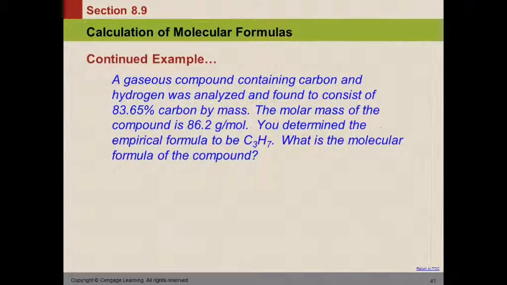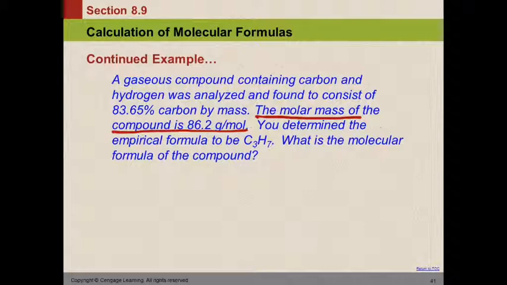Well, here's an example. And this is going back not to the previous example, but the one before that, the gaseous compound containing hydrogen and carbon. And we figured out that the empirical formula was C3H7. Now they're giving us an extra little bit of information here. It says the molar mass of that compound is 86.2 grams per mole. That's the thing we need in order to convert this empirical formula to a molecular formula.